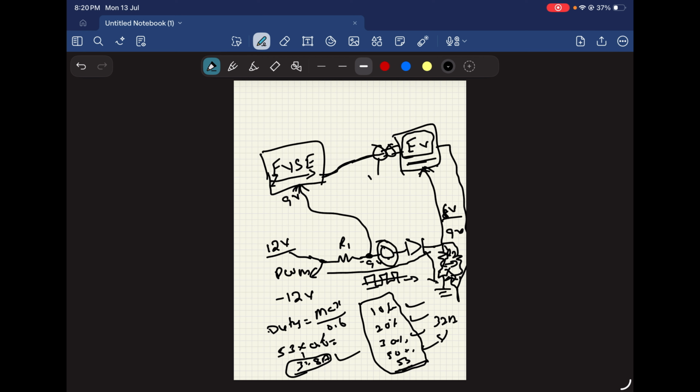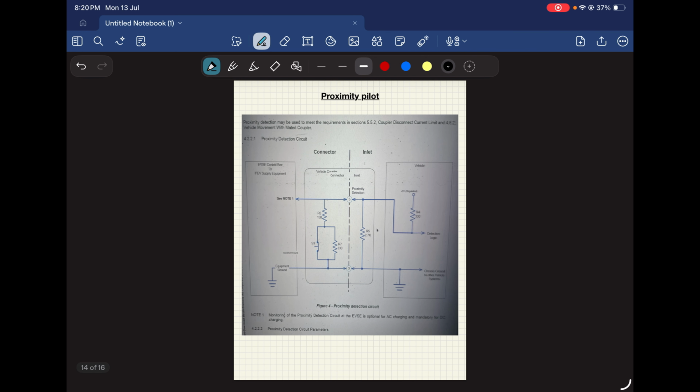Next, here this is the proximity. Earlier I have explained it, right? In the standards they have given the entire circuit with respect to these voltage levels also. This is the note section. This is not mandatory. Some of the EVSE stations will measure these voltage levels.